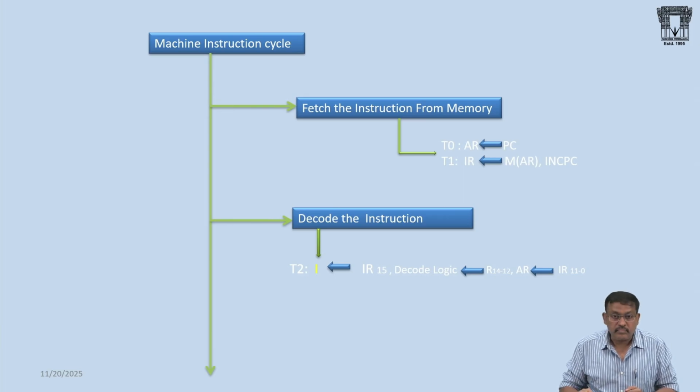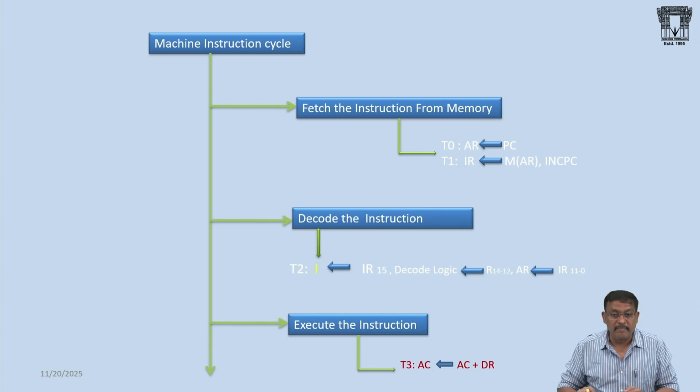Look at this. Already we completed the fetch phase, we completed the decode phase, and we are moving towards the execution phase of the instruction. The instruction is going for execution, and this is an add operation. The contents of the accumulator perform an add operation with the contents of the data register, right? And the result of the operation is transferred to the accumulator. This happens during the clock pulse T3 when the clock makes a positive transition.